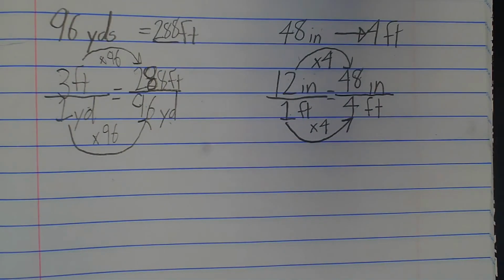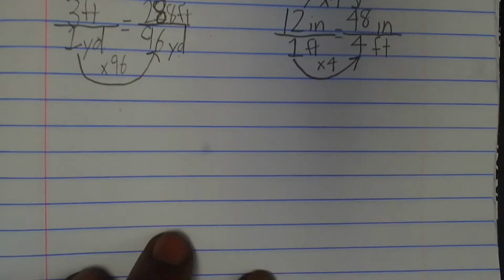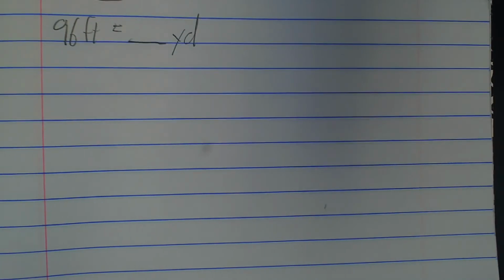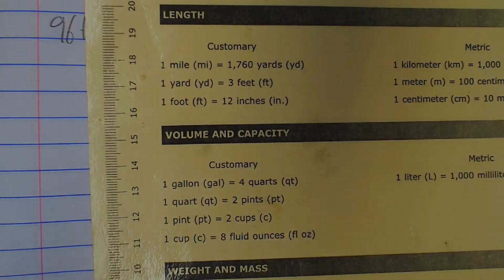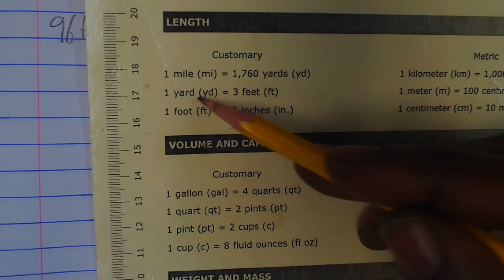All right. Let's look at the following problem. 96 feet equals blank yards. Now we have to determine the relationship between feet and yards if we look at our customary length. 1 yard equals 3 feet.